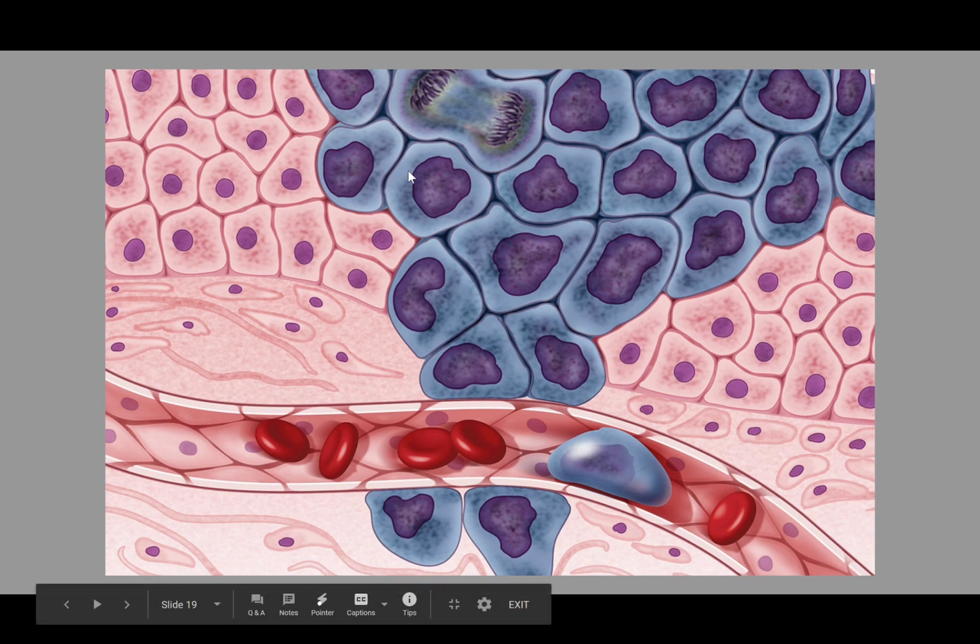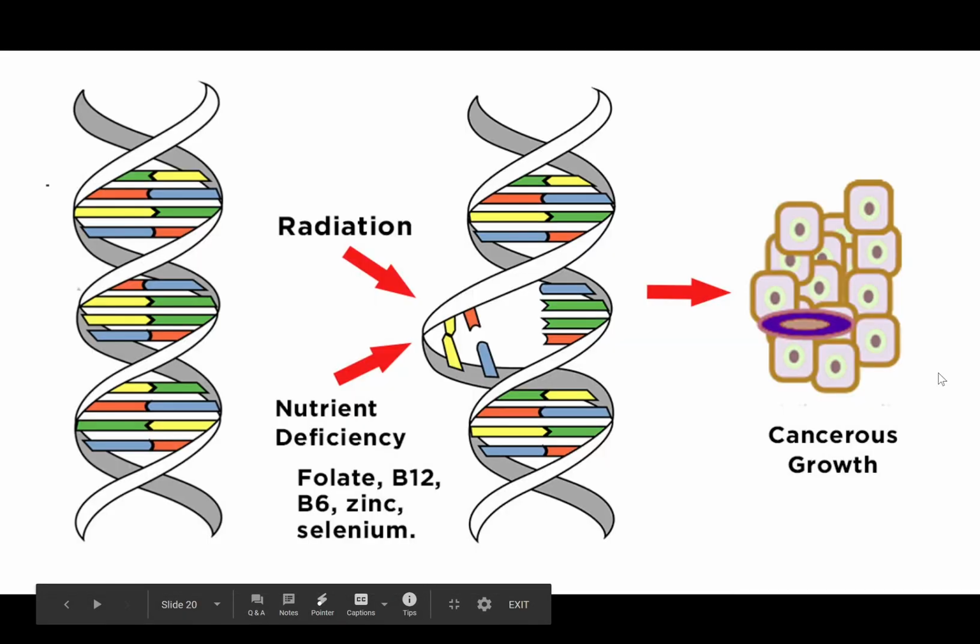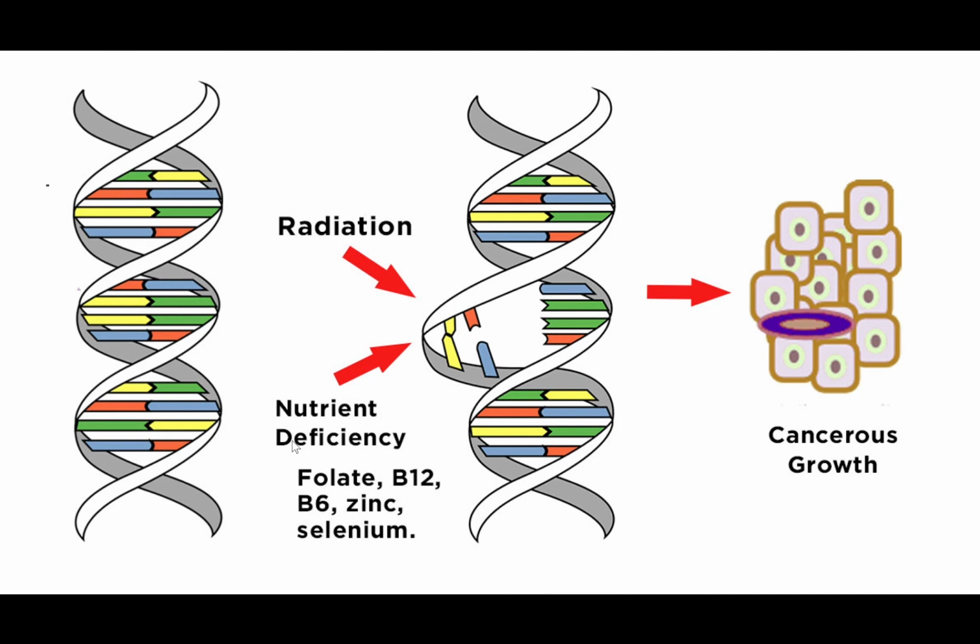And so it could get to the point, right, of creating a tumor. That tumor can enter the bloodstream and go elsewhere in the body. That's called metastasis, okay? And then here is just another image of how that might happen, right? It could be radiation, it could be nutrient deficiency. So if you're not getting the correct vitamins and minerals, that can all cause something to go wrong with the DNA, and that can eventually cause some kind of cancerous growth.